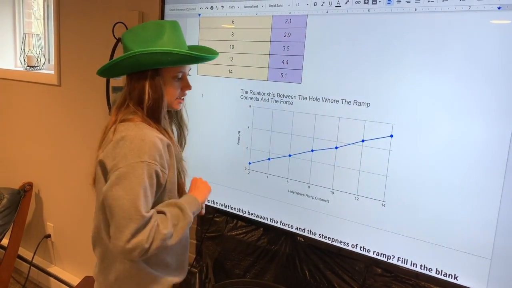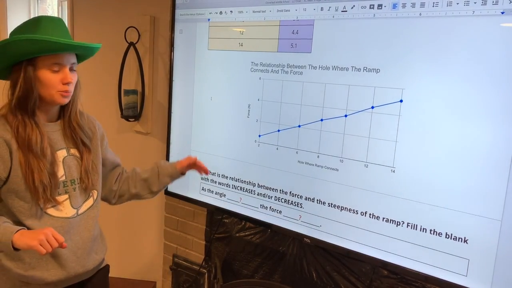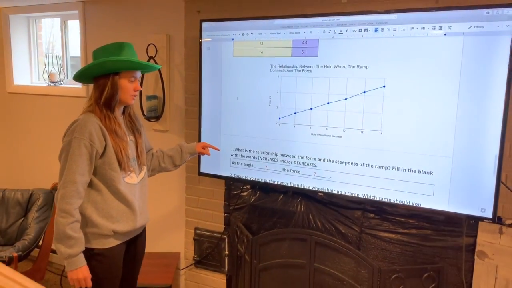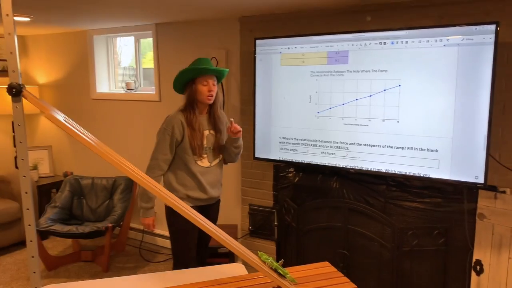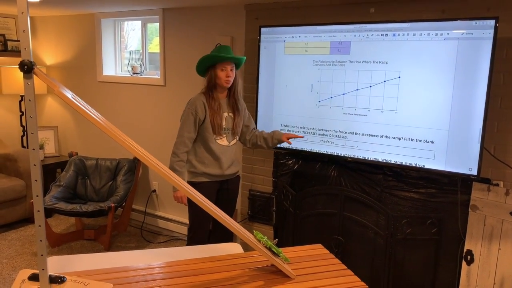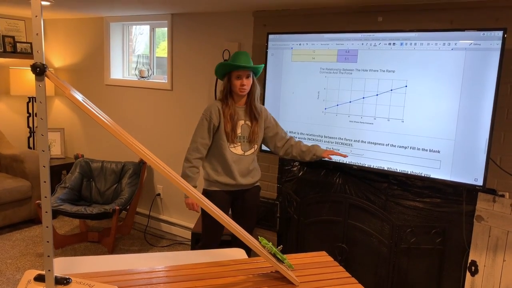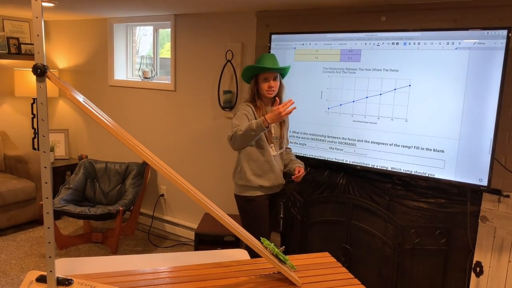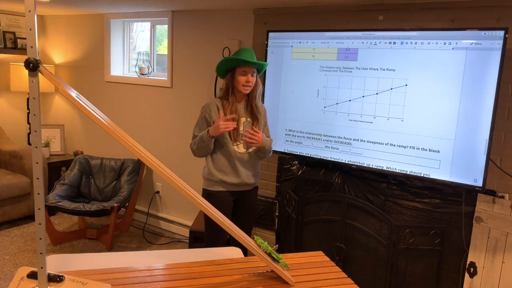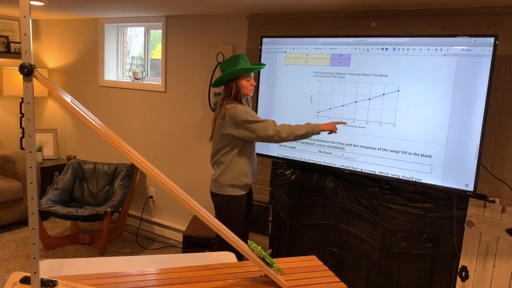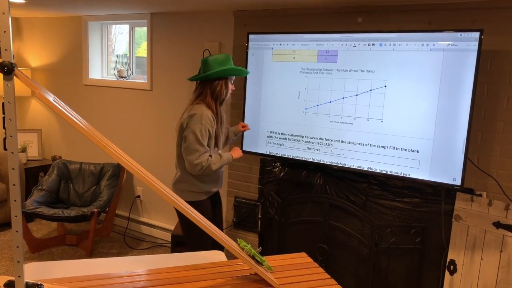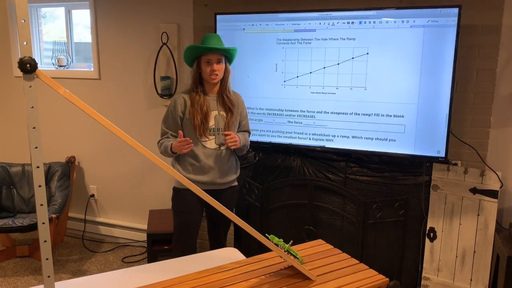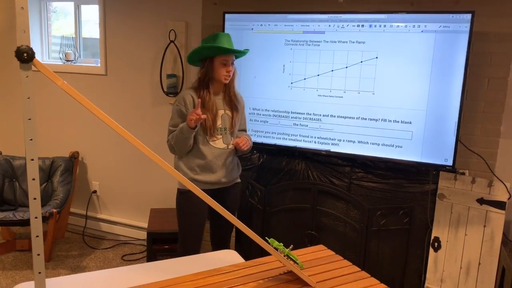So you can see this data here on our graph, and you are going to have a couple questions to answer about that. The first one is, what is the relationship between the force and the steepness of the ramp? Fill in the blank with the words increase or decrease. So you are going to fill in the blank with, as the angle blank increases or decreases, the force blank. You're going to look here. The higher up the number is for the hole, the higher the incline is. And then you are going to look to see how that affects the force. Okay, so that is the first question. This is going to lead into a discussion of inverse and direct relationships, but that is coming in the next lesson, so stay tuned for that one.